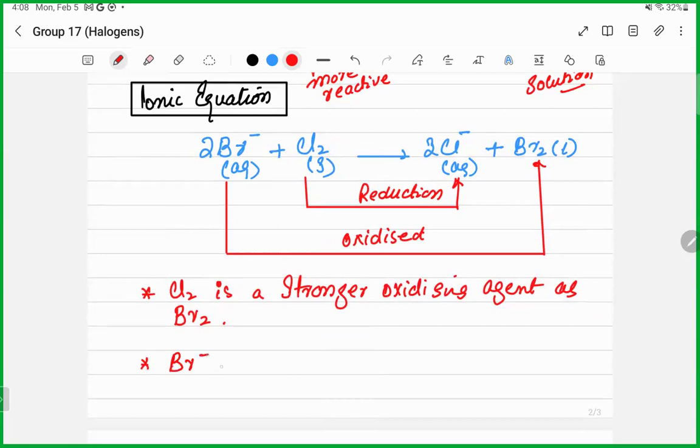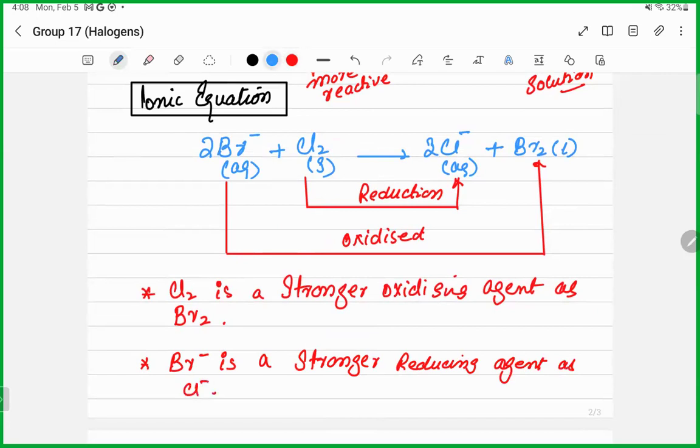Br negative is a stronger... This is not bromine. This is bromide ion. ठीक है? Br negative is a stronger reducing agent than Cl negative. ठीक है?